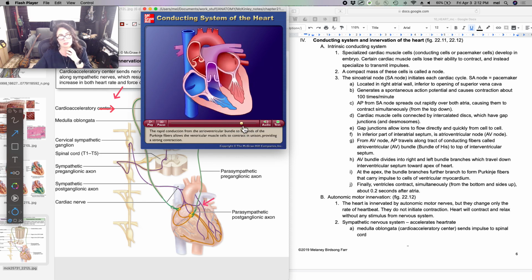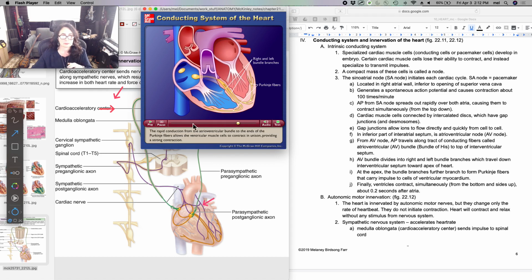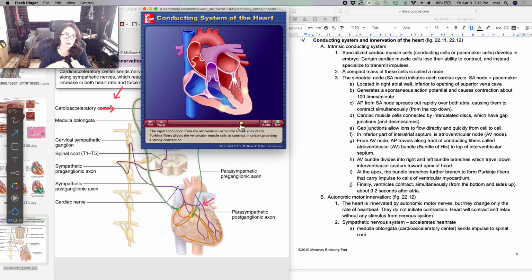Hold on, let me just let it go for a second. Okay, atrial contraction, ventricular contraction, atrial contraction, ventricular contraction. So the ventricles lag behind the atria in their contraction.